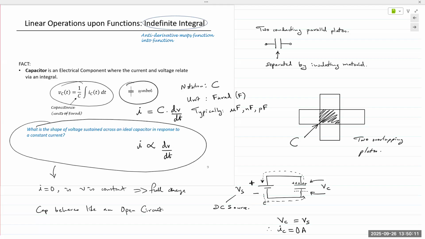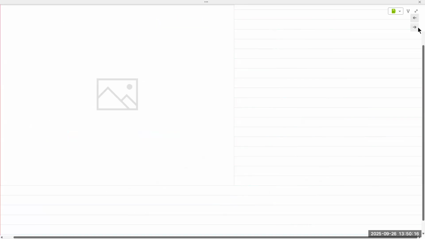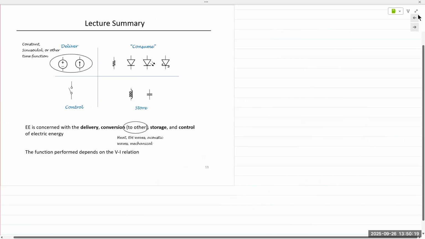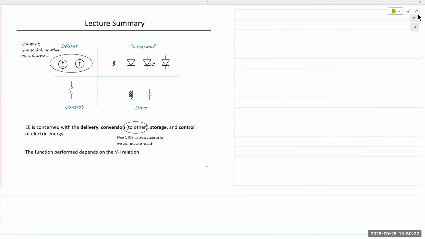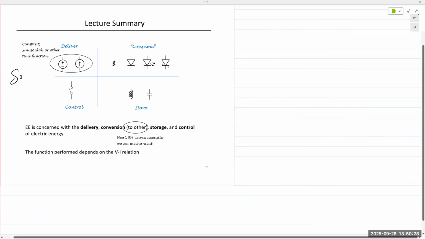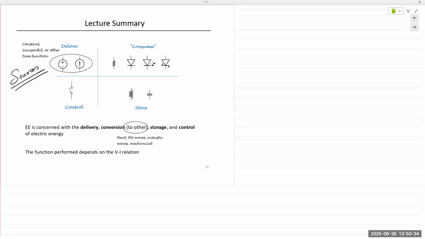All right, so those are real life applications of resistors, capacitors, and inductors. Okay, linear functions, definite integral. One final summation of these slides is that we have sources. Or I would say the other way around: any device that supplies energy is a source. Any device that receives energy is a load. So these are all loads. These are all sources.